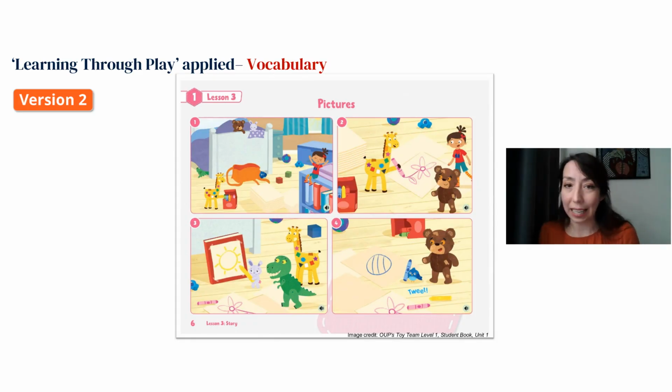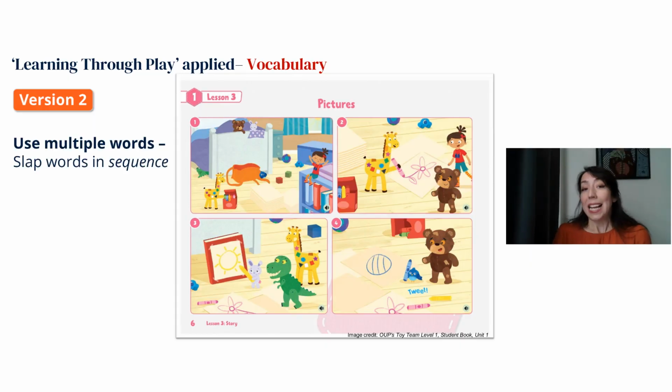So this is again from the same unit. It's a story, a visual story. So you can do a visual reading, but also, because this is about colors still, maybe you can ask the students to slap words in sequence. So you're going to say more colors right now, because these are later lessons in the same unit, and then they need to listen to you, pay attention, and snap the colors in that order as you say it.